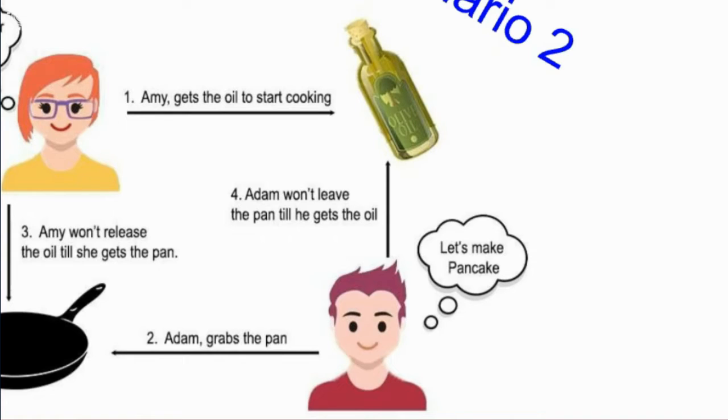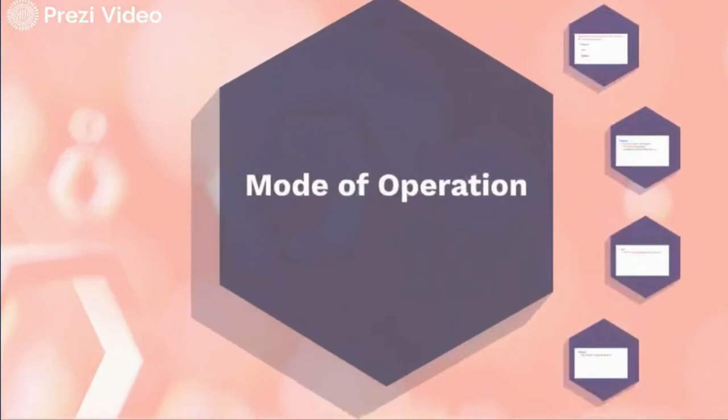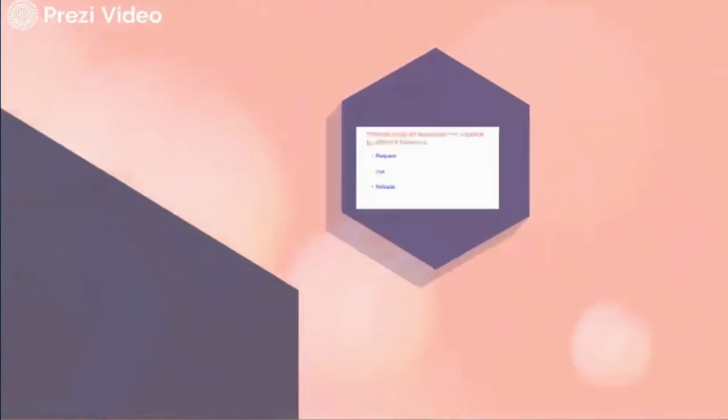So this situation could not be solved until one of the persons leaves the resource to the other person. So this situation is also called a deadlock. Now let us move on to understanding the modes of operation, how a process requests a resource.